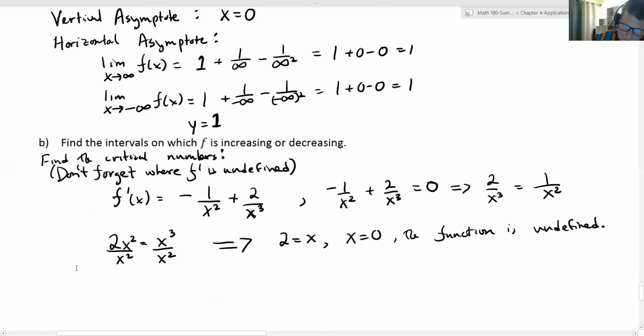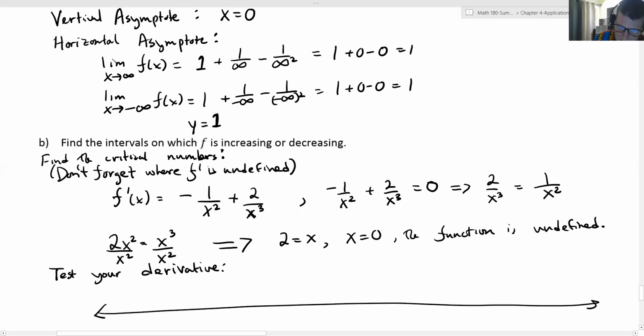All right. Now the second part: test your derivative. We're going to have to put in 0 and we're going to have to put in 2. We're going to have both of them. So go through and test your derivative, plugging values into the derivative. Really important.